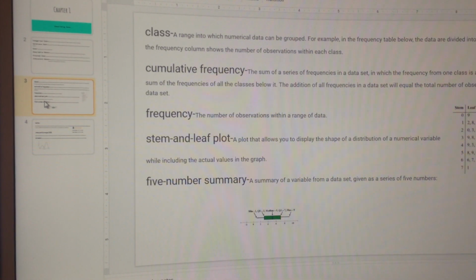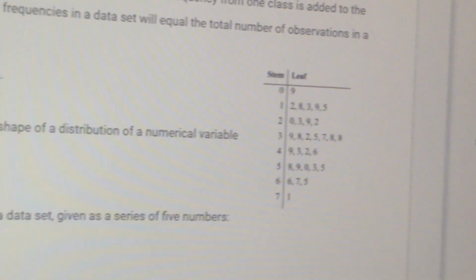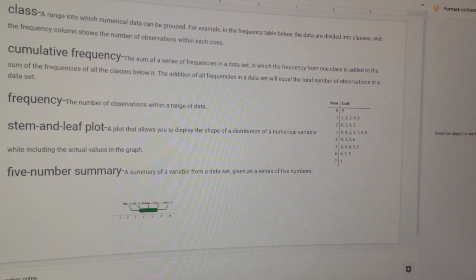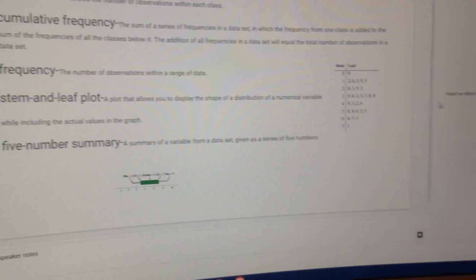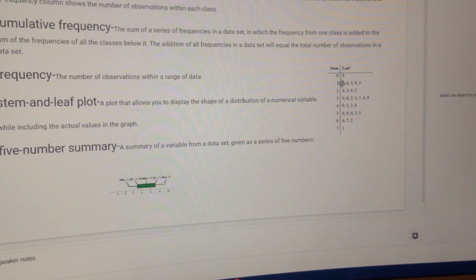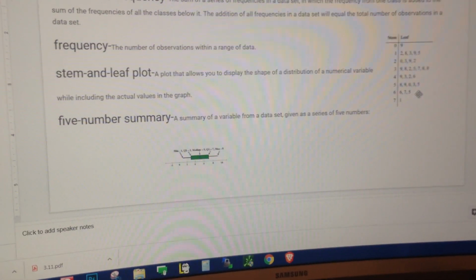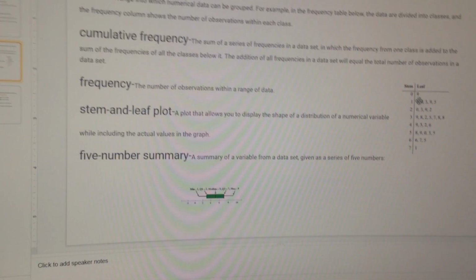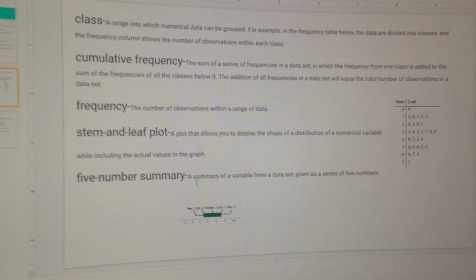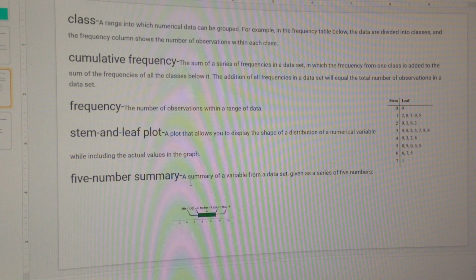And then the stem and leaf plot, which you can see right here, is just a simple way to show data. So for example, this would be 9, 12, 18, 13, 19, 15. And these typically have keys with them as well, which is important if you ever get an essay question on that. The 5-number summary is the minimum, quartile 1, median, quartile 3, and maximum. And that is super simple.